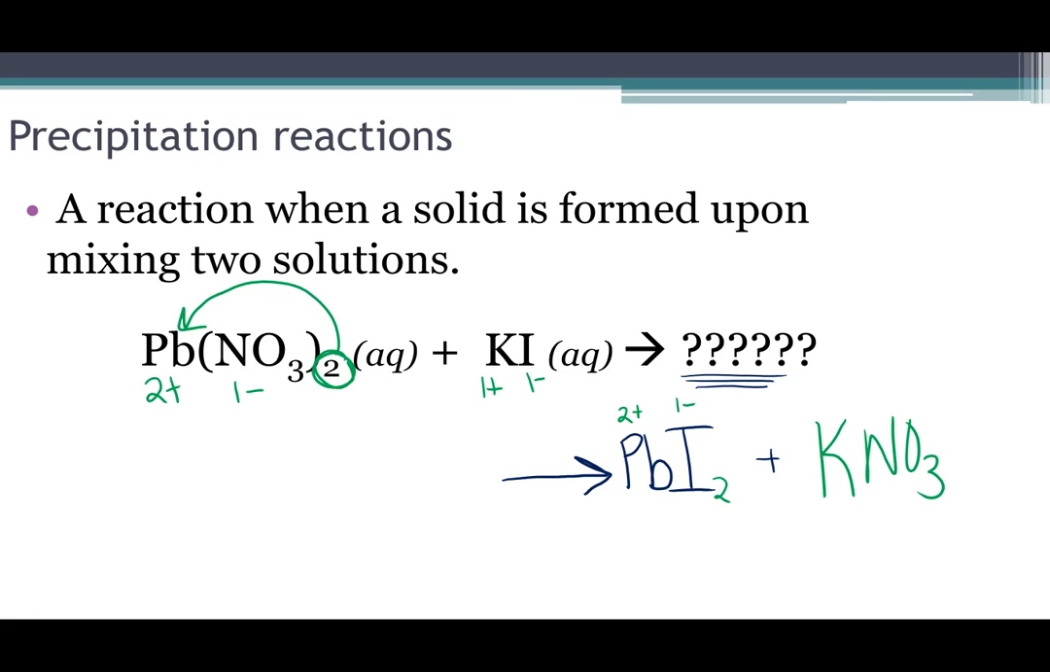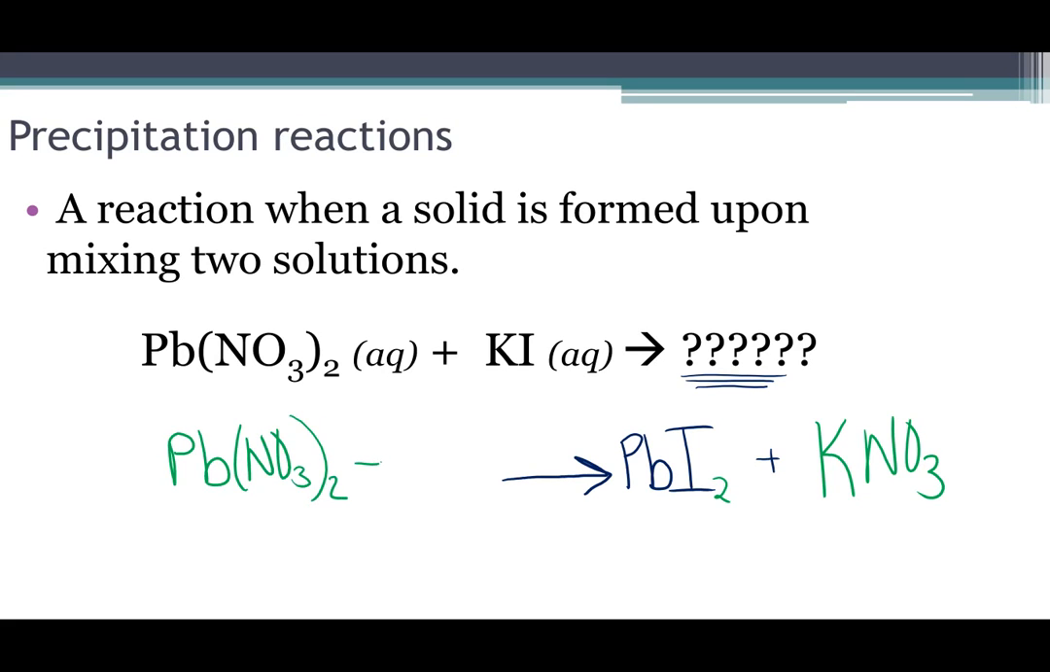Yeah, we need a 2 down there, right? And then potassium was a 1 plus, nitrate was a 1 minus, 1 and 1, those balanced, so no subscripts needed there. Okay. All right, so flippity-flopped some partners. Whoopsies. So let me just rewrite this down here. Lead nitrate plus potassium iodide. They're going to flip-flop partners and give us lead iodide, potassium nitrate.